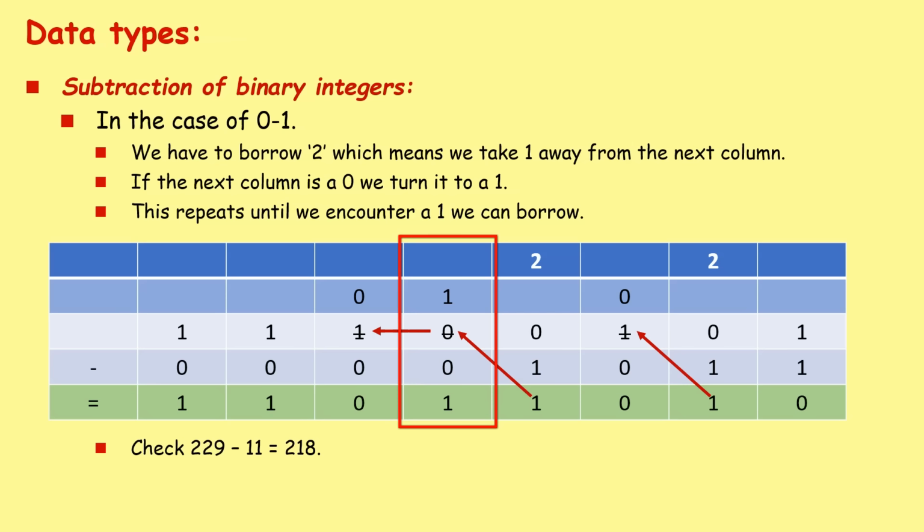Going back, we end up with 1 minus 0 is 1. 0 minus 0 is 0. 1 minus 0 is 1. And 1 minus 0 is 1. And that gives us our final answer.